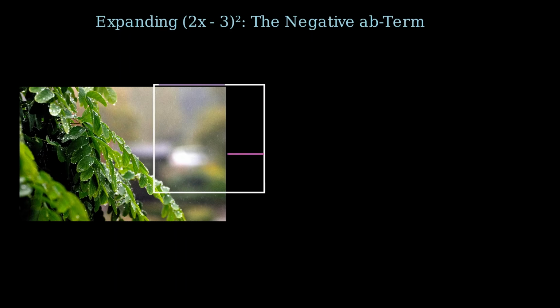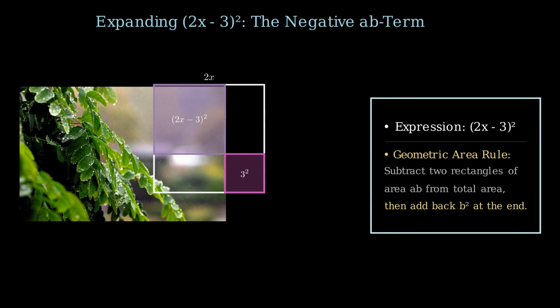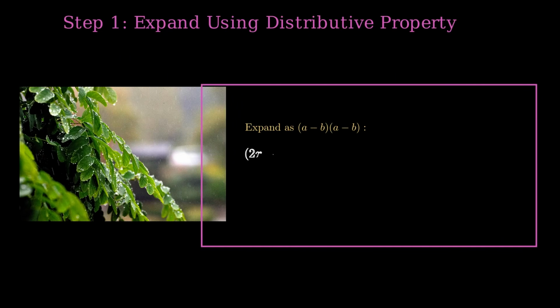Let's explore another special product. When you expand a minus b squared, the middle term is always negative. Our new example asks us to expand the quantity 2x minus 3 squared. Geometrically, we find the area of a smaller square inside a large square with side length 2x. Let's visualize this subtraction area model on the screen. Step 1. Let's expand this mathematically using the distributive property.